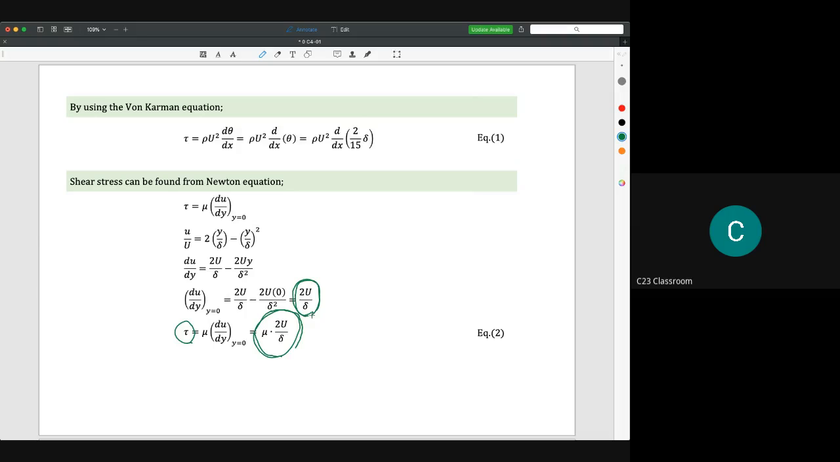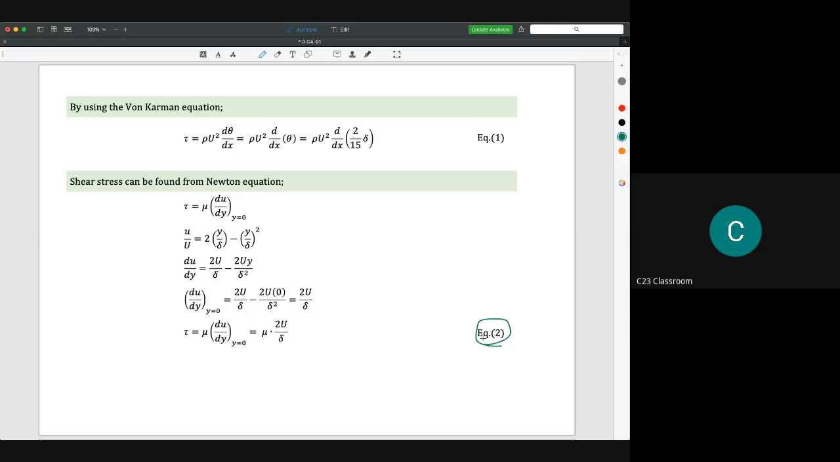So this is only the value of this one. If you see the equation for shear stress from Newton, you have a mu here. So please make sure that you write tau is equal to mu 2u over delta. And this value is only valid if your velocity profile is polynomial, by the power of 2, in quadratic form. So now you have two equations of shear stress, and you could guess what we could do.